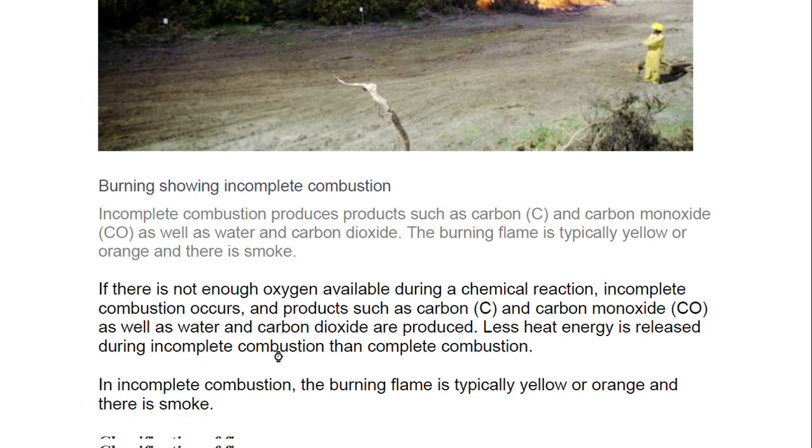If there is not enough oxygen available during a chemical reaction, incomplete combustion occurs, and products such as carbon, carbon monoxide, as well as water and carbon dioxide are produced. Less heat energy is released during incomplete combustion than complete combustion. In incomplete combustion, the burning flame is typically yellow or orange and there is smoke.